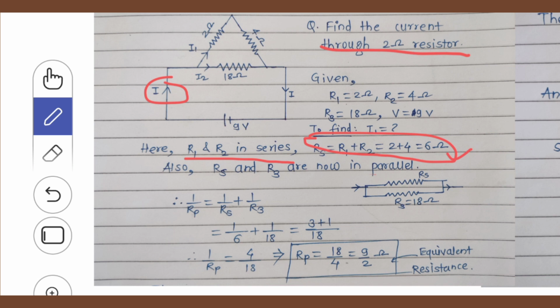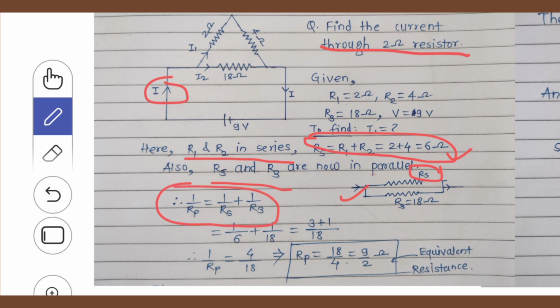Now we will come to the other combination. This 2 and 4 ohm become the 6 ohm, that is RS. Now this total series resistance and the 18 ohm resistance are in parallel to each other. Now we will solve this particular small circuit, that is a loop. In this loop, RS and R3 are in parallel. So we will apply the formula for the parallel combination of resistors: 1 upon RP equals 1 upon RS plus 1 upon R3.